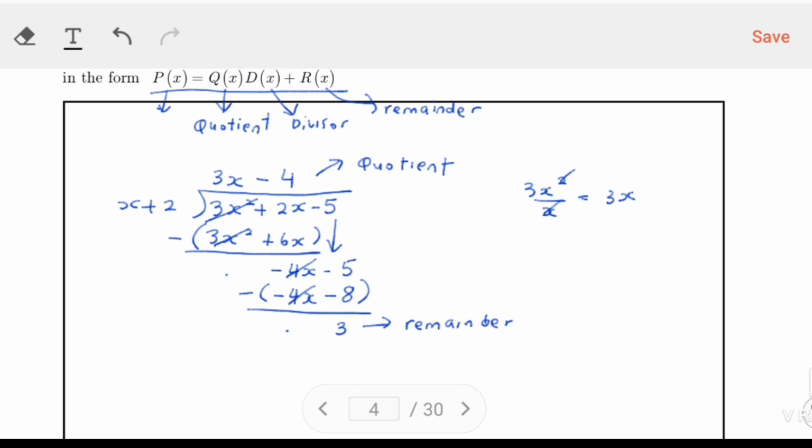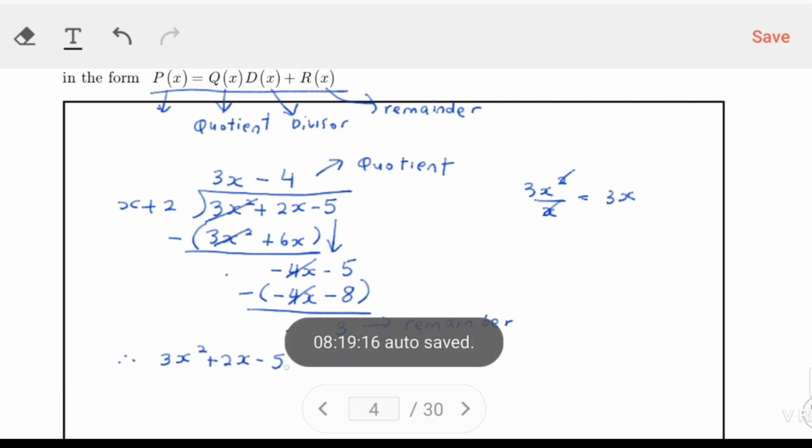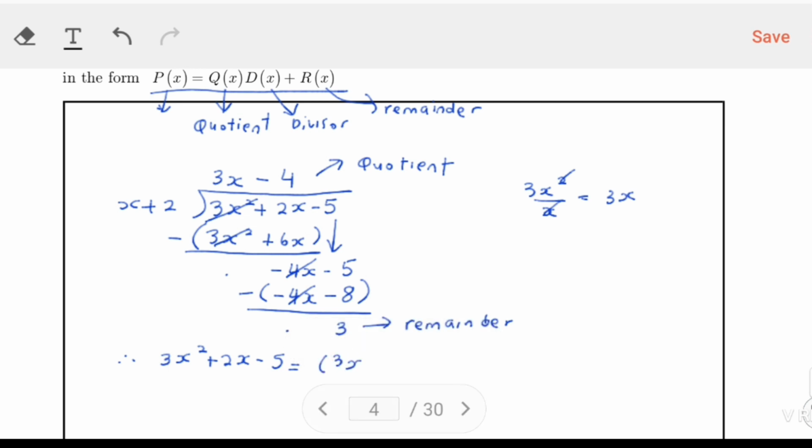Since the question asks us to specifically write our answer in this form, we have to rewrite our answer. Hence, px, which is 3x squared plus 2x minus 5, equals qx, the quotient 3x minus 4, times the divisor, which is x plus 2, plus the remainder, plus 3. So that is how we do our long division.